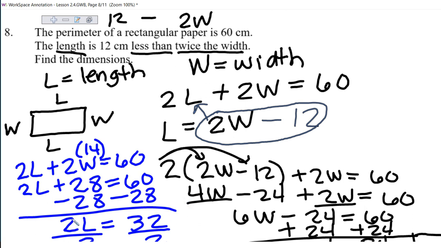If you use the bottom equation, probably most of you used this one, you would have 2 times 14 is 28, and 28 minus 12 still gives you 16. So it doesn't matter if you use the top equation or the bottom equation to get your second answer. As long as you work it correctly, your answer will be the same.